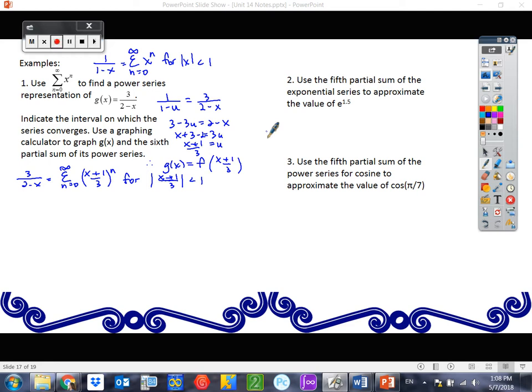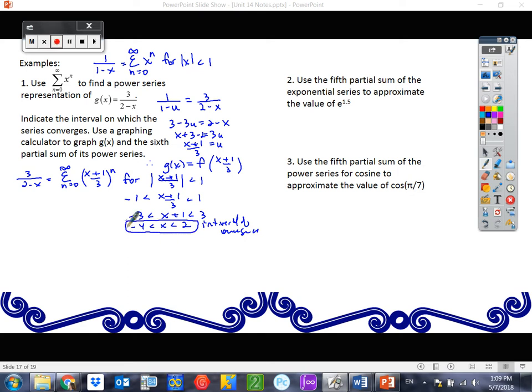We want to know where it converges. This should look a little familiar to you. We did this a few days ago. So we do -1 less than (x plus 1) over 3 less than 1. I'm going to multiply both sides by 3. So I get -3 less than x plus 1 less than 3. Then I'm going to subtract 1 from both sides. So I get -4 less than x less than 2. This is my interval of convergence.